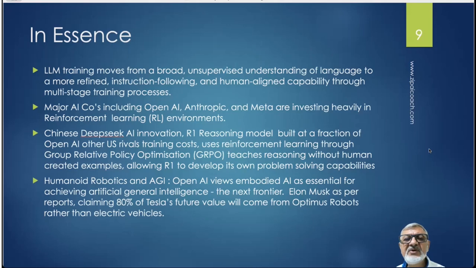Elon Musk, as per reports, claims 80% of Tesla's future value will come from the Optimus robots being developed by Tesla rather than the electric vehicles. They expect 80% of future Tesla revenue would come from these robotics.